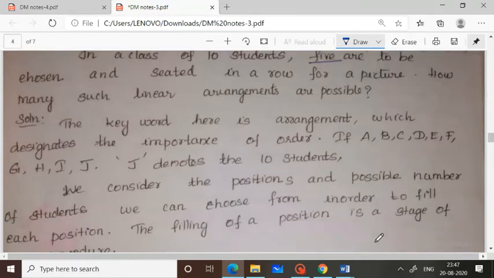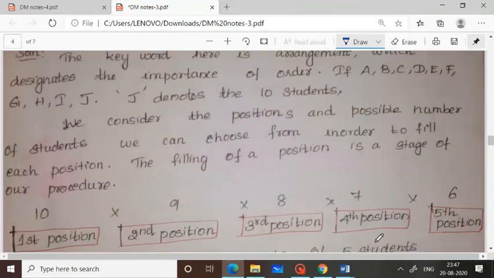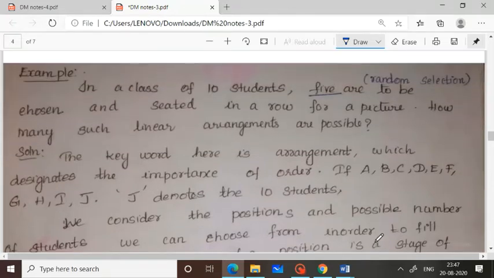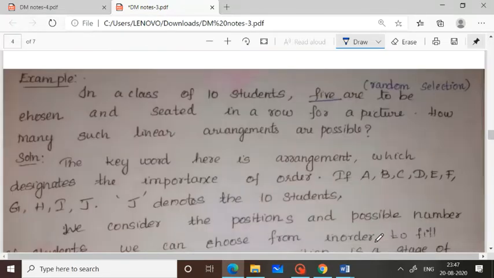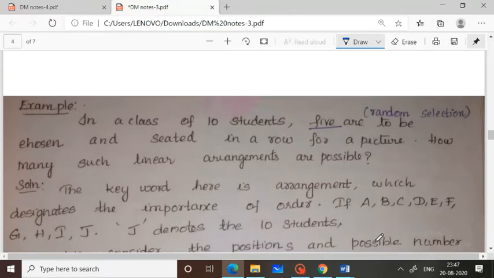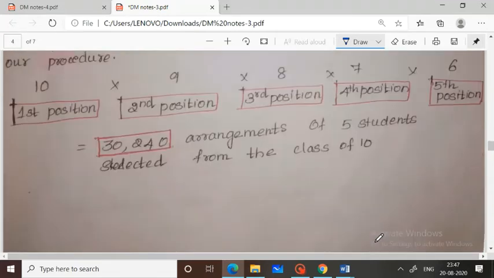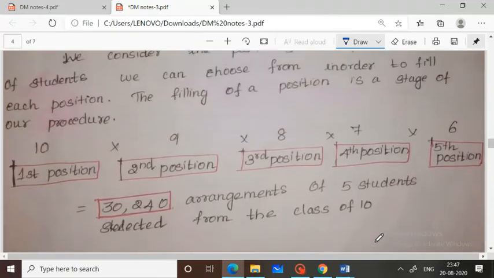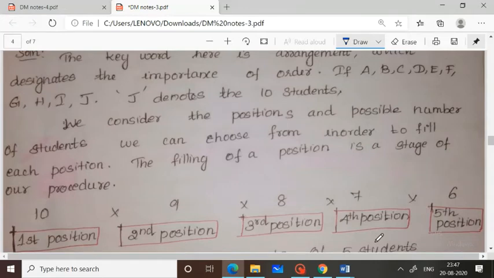Suppose in a class there are 10 students. Just leave this sentence; I have written a sentence that you needn't bother about. Here, listen: in a class there are 10 students. It is given that 5 are to be chosen and seated in a row for a picture. So 5 have to be selected and seated in a row for a picture. That means 10 students are there. We consider the position and the number of students we can choose from in order to fill each position.